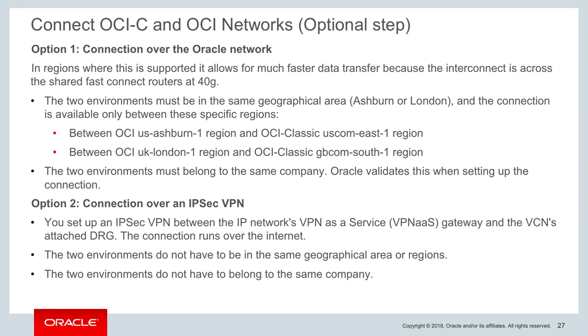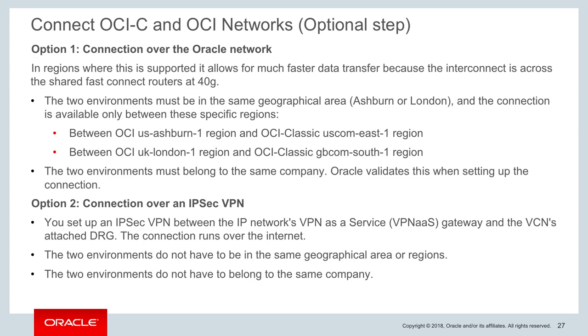Let's now look at connecting OCI Classic and OCI networks. This is an optional step. There are two options. One is connecting to OCI from OCI Classic over the Oracle network. In regions where this is supported, it allows for a much faster data transfer because the interconnect is across two shared FastConnect routers at 40 gig.